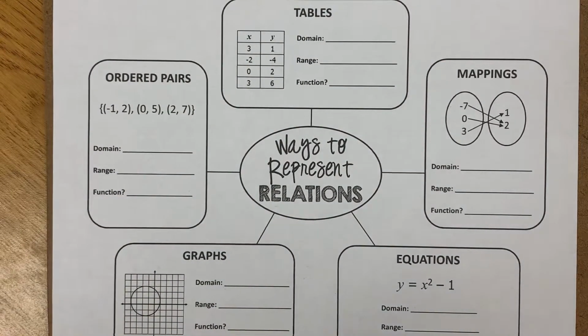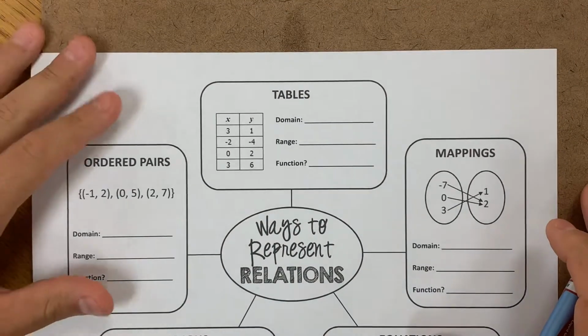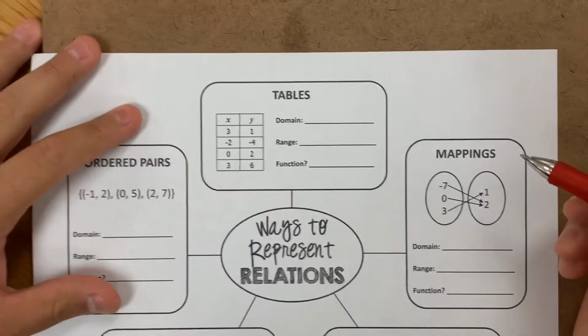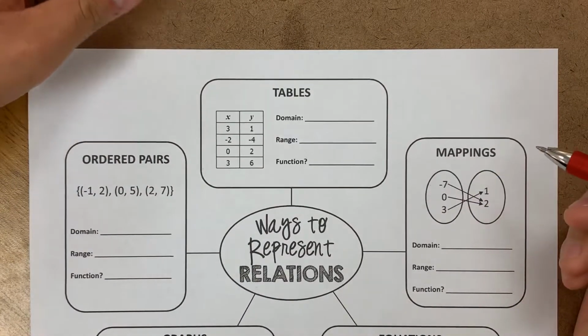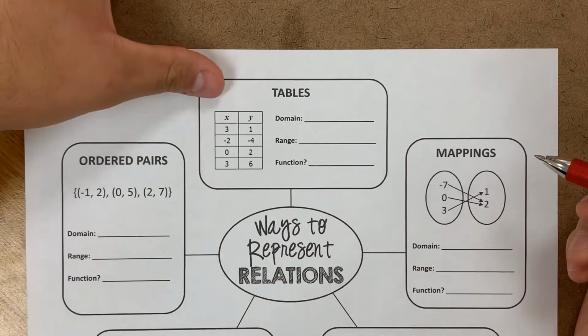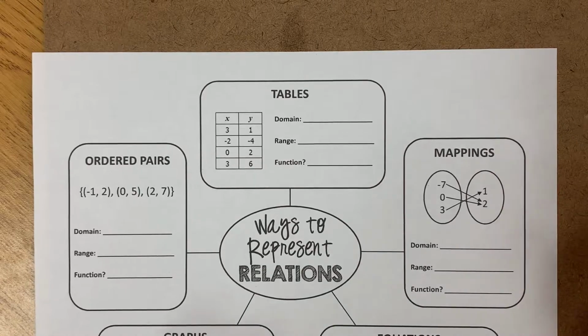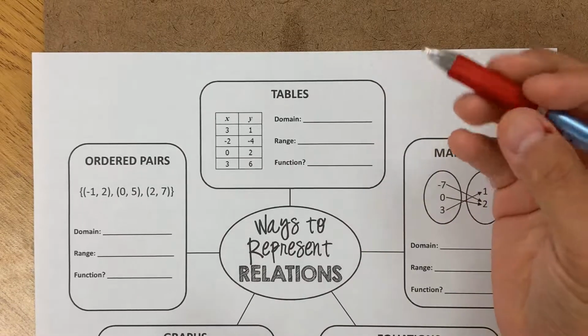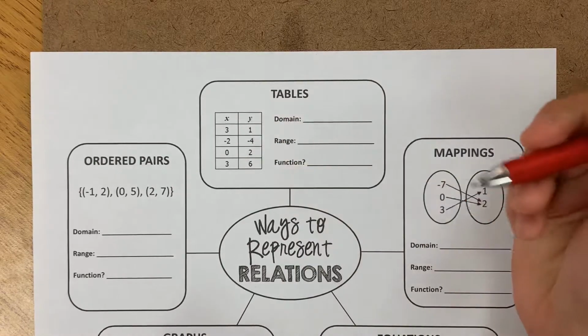Okay, today we're doing representations of relations. First, let's start off with this table. We need to talk about what domain and range is. So the domain is all the x values of the function, or for this purpose, this table. So we're just literally going to list out all of the x values that are on this table.